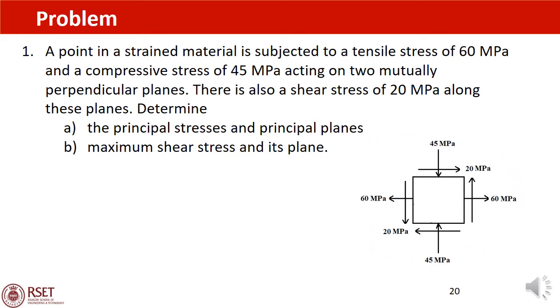Now the given stress state can be represented on an element like this. Here the value of sigma x is given to be 60 megapascal and it is positive, and that is why they are shown as acting outward from the element. Whereas sigma y is given to be a negative value, minus 45 megapascal. It is compressive, and that is why it is shown as acting towards the element. And this is the representation of a positive shear stress of 20 megapascal.